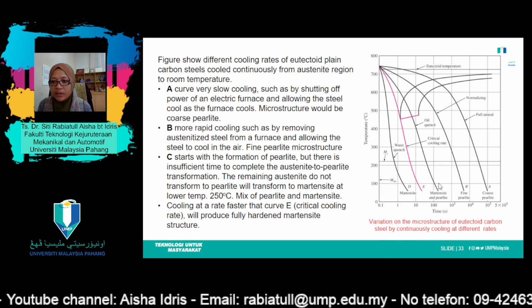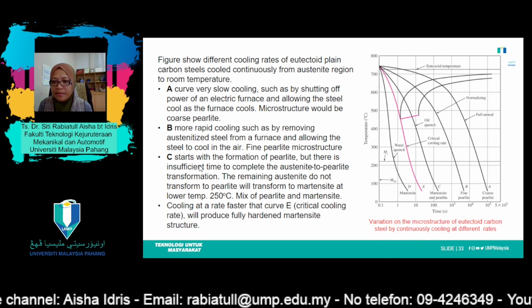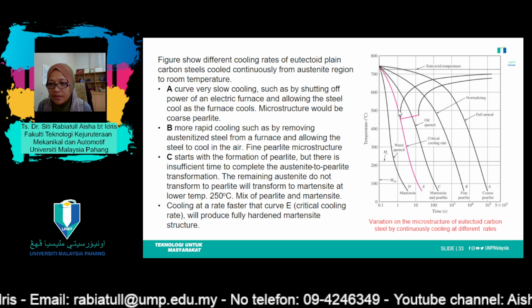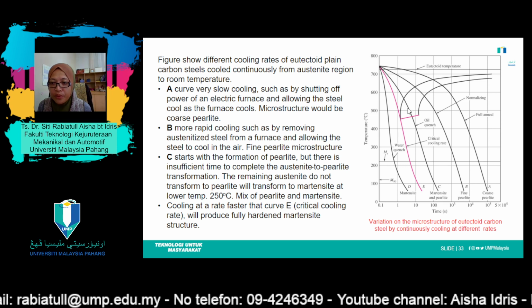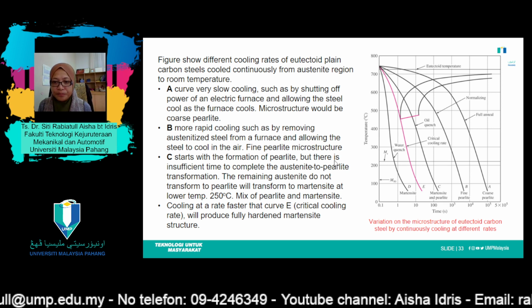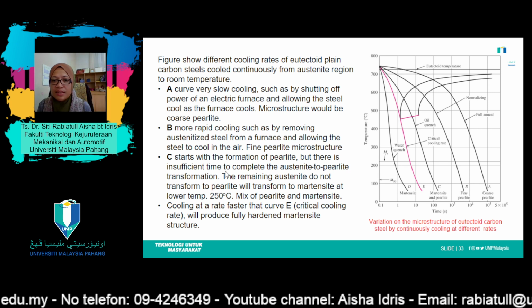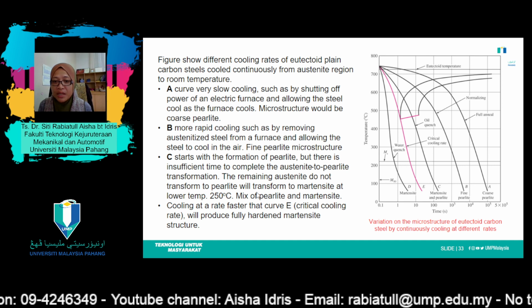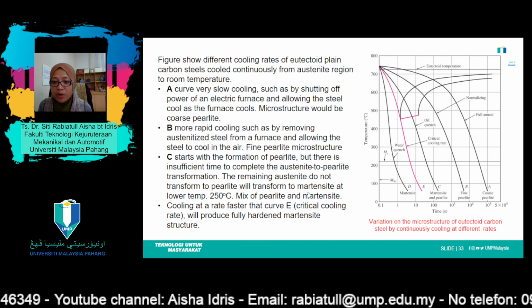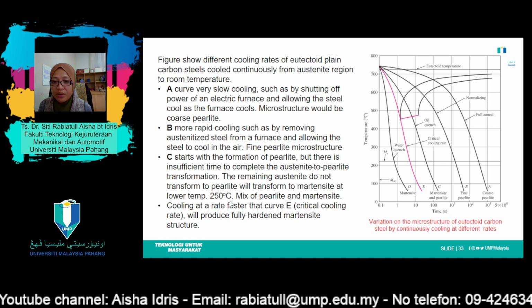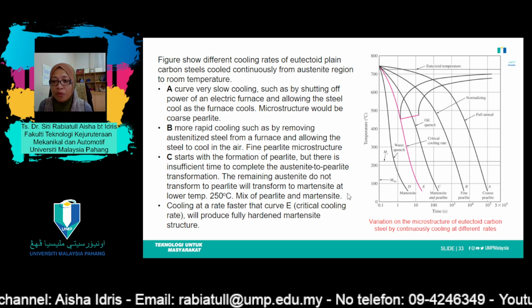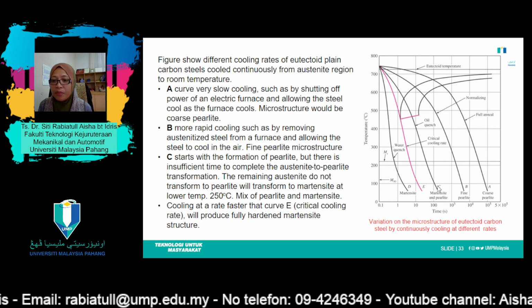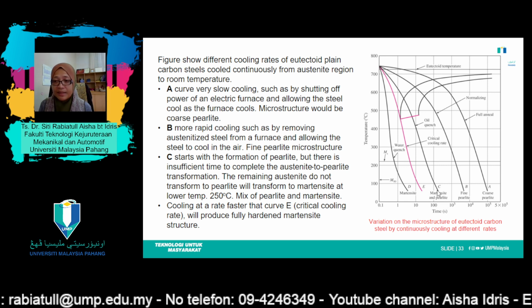And let's look at line C. Line C starts with the formation of pearlite. Reaching this point, pearlite occurs in it. But there is insufficient time to complete the austenite to pearlite transformation. The remaining austenite that does not transform to pearlite will transform to martensite at a lower temperature, 250 degrees C. And therefore, for line C, we will have a combination of pearlite and martensite.